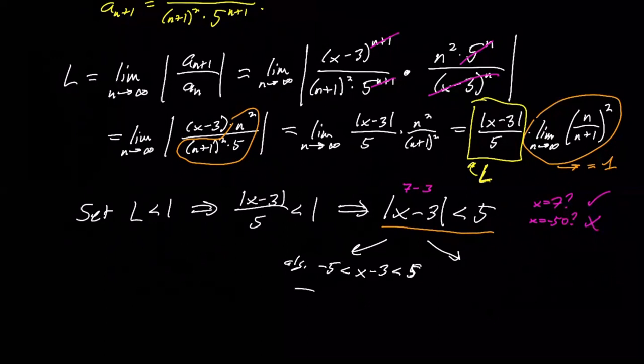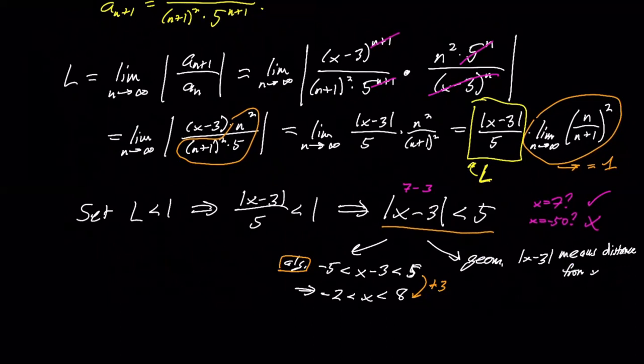And then you could add 3 through this and you get minus 2 is less than x is less than 8, if I just add 3 to all three sides of the inequality. So that's an algebraic way to do this. You could also do it geometrically, where you say x minus 3 means the distance from x to 3. The absolute value of x minus 3 means, by definition, the distance from x to 3.